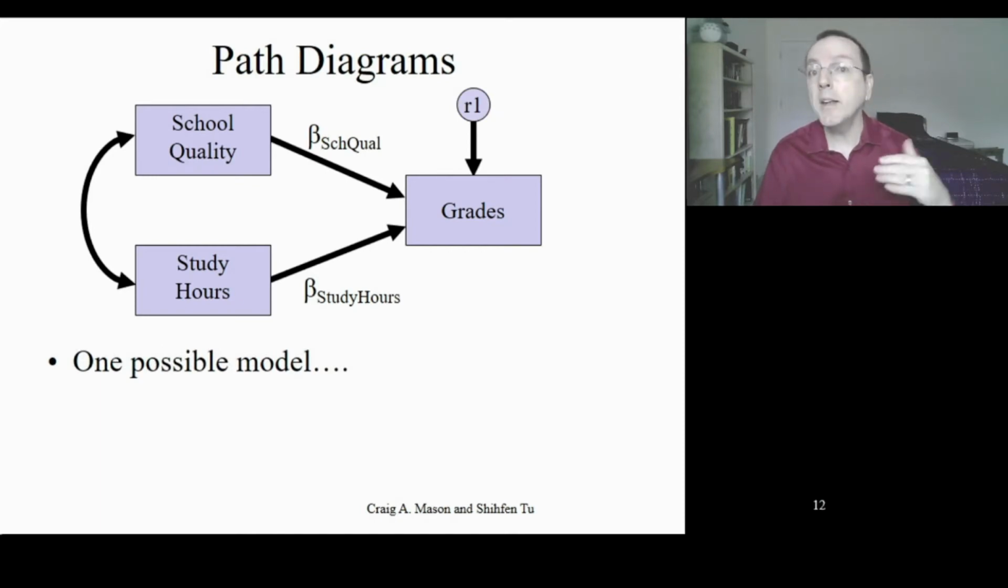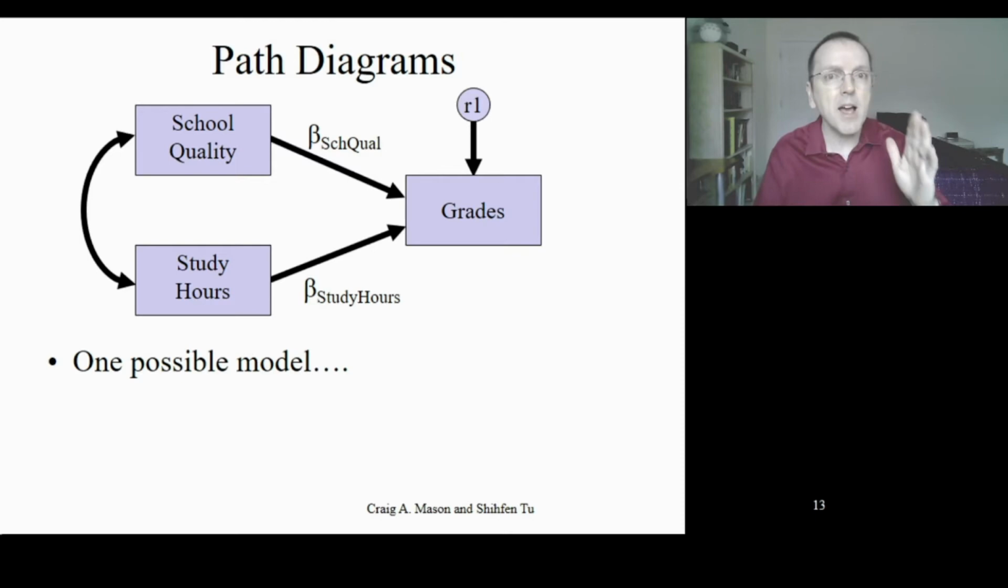Now, this is one type of model for how school quality and study hours may impact grades. But if you think about it, you might also see other models that have a slightly different relationship between the variables. For example, you may look at this and wonder if there's more to that relationship between school quality and study hours than the two simply being correlated with each other. Maybe higher school quality leads to higher levels of studying. Maybe those schools require more effort or inspire students to study more.